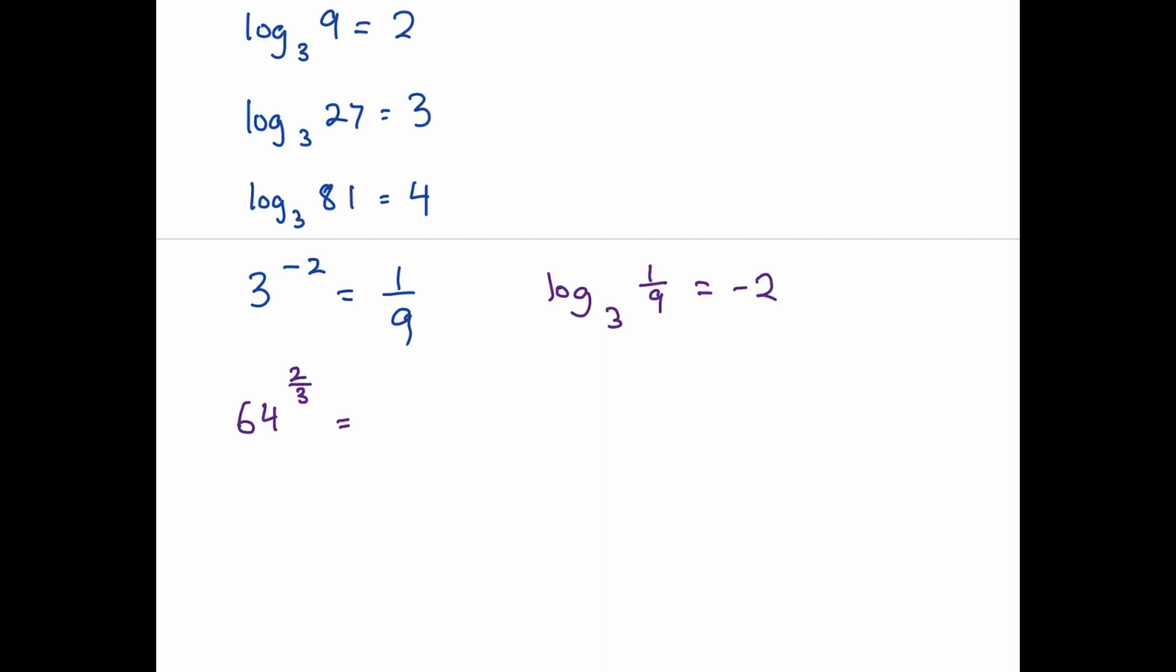Well, we know that 64 is 4 cubed, and we're raising this to the power 2/3. This is the same as 4 to the 3 times by 2/3. We can see that the 3 will cancel, so 4 squared is 16. So we can write this as log base 64 of 16 equals 2/3.